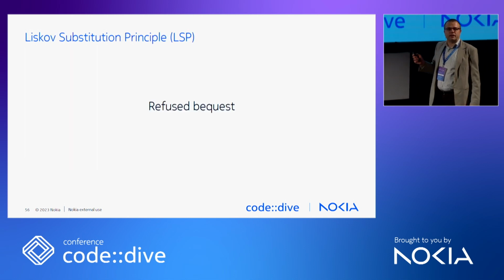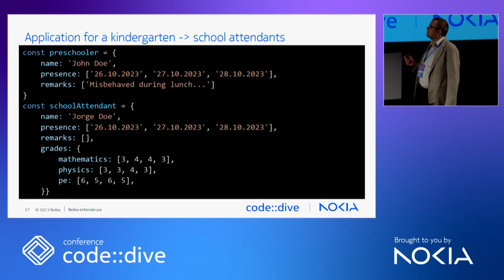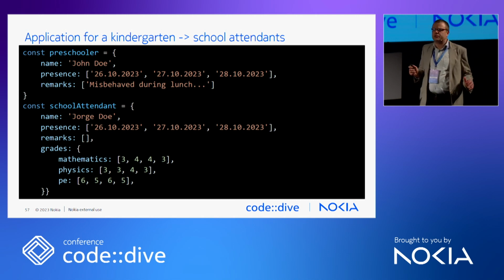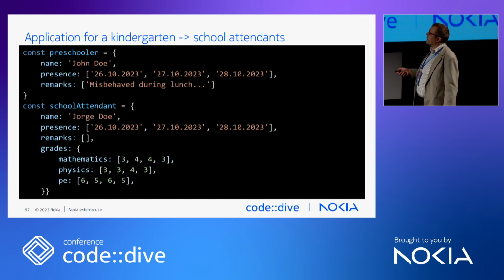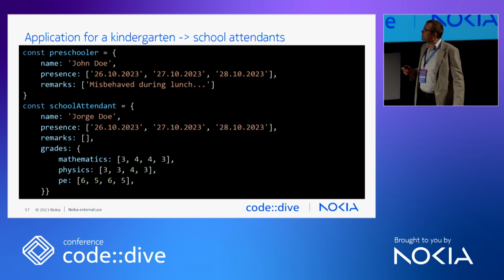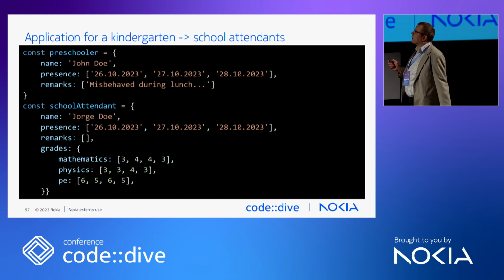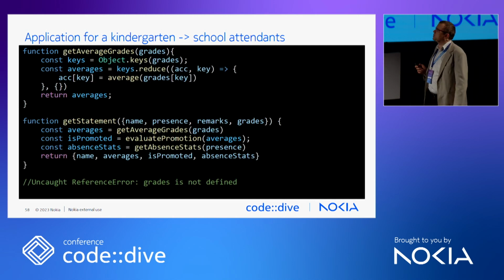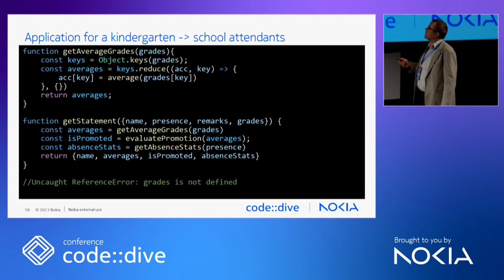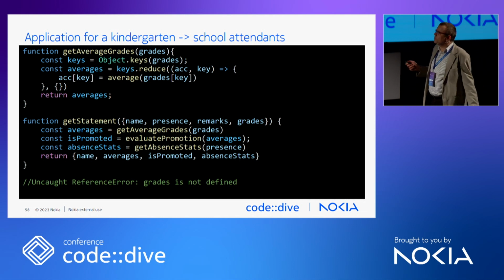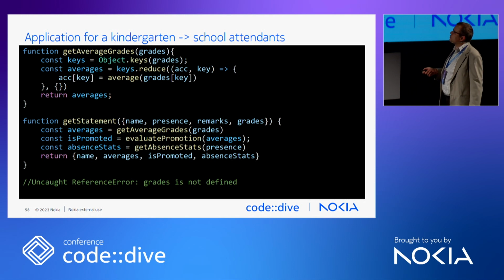And refused bequest. Suppose we have a company that makes software for schools and it serves school attendance. But now we would like to extend this functionality for preschoolers. So we delete this grades object. It's not needed here because in Poland preschoolers don't get grades. And it should work. But let's prepare a statement about a person. And this statement has a getAverageGrades function, and it accepts grades. And in this case, grades will be undefined, so we will get a refused bequest error.